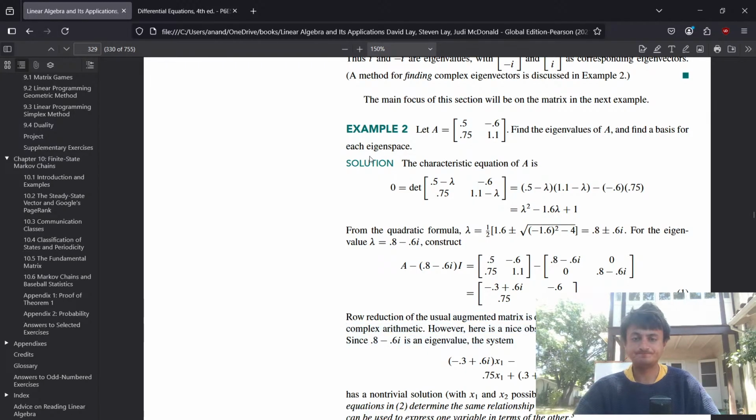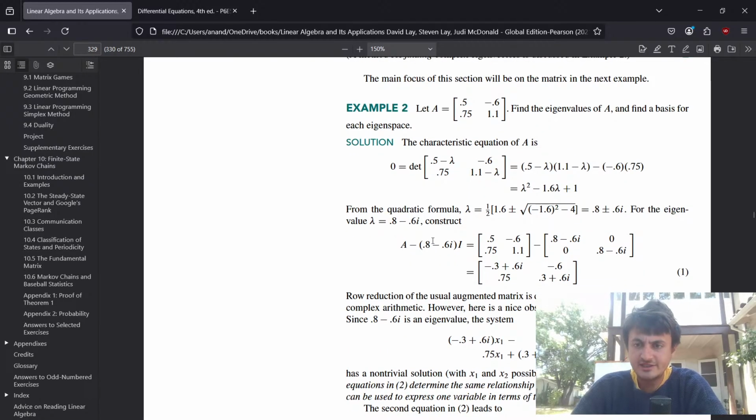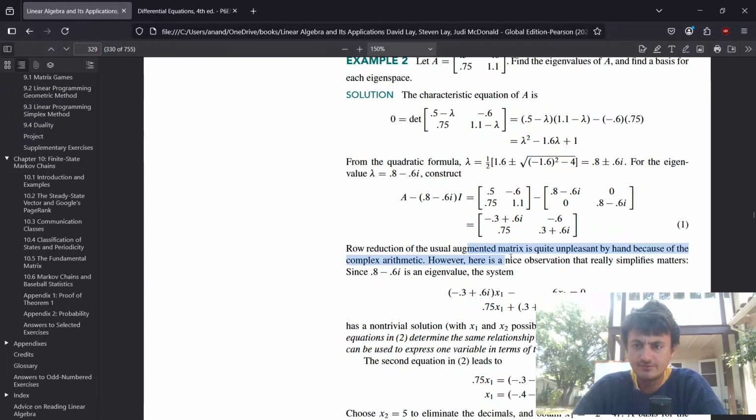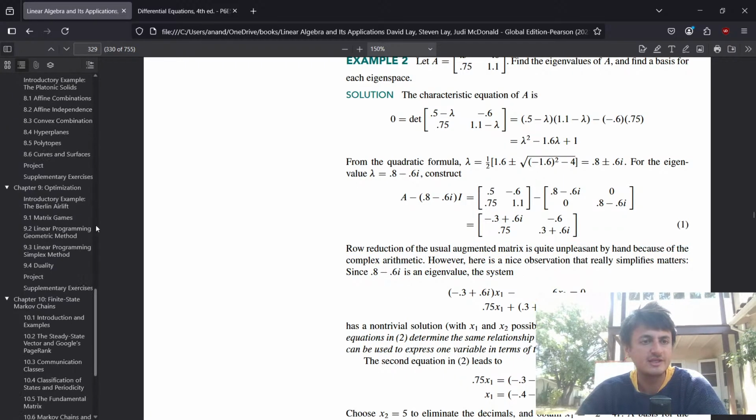All right. So we get this, we get this. Now we do row reduction. They say row reduction of the usual augmented matrix is quite unpleasant by hand because of the complex numbers.